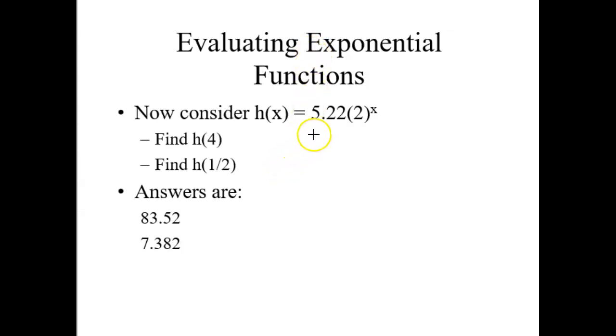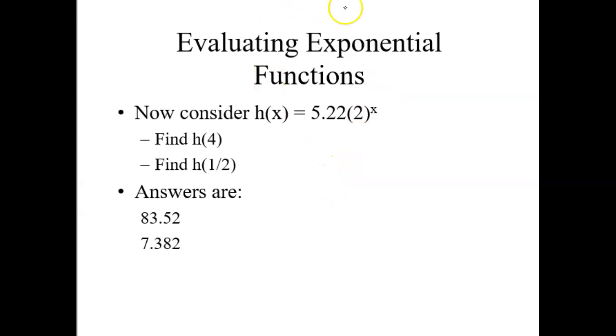All right. Now, h of x equals 5.22 times 2 to the x. Find h of 4. Same thing. I want you to try this in your calculator. You need to try this in your calculator. Make sure you get the right answer. You do 5.22 times 2 to the 4th first, or 2 to the 1/2 first. I'm not going to continue writing that because that's not coming out very nice. But try it in your calculator. Make sure you're doing the order of operations correctly.